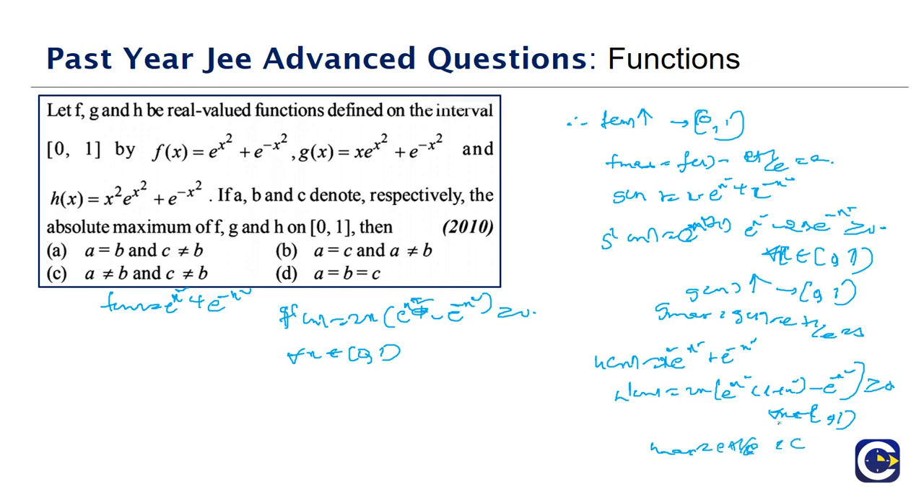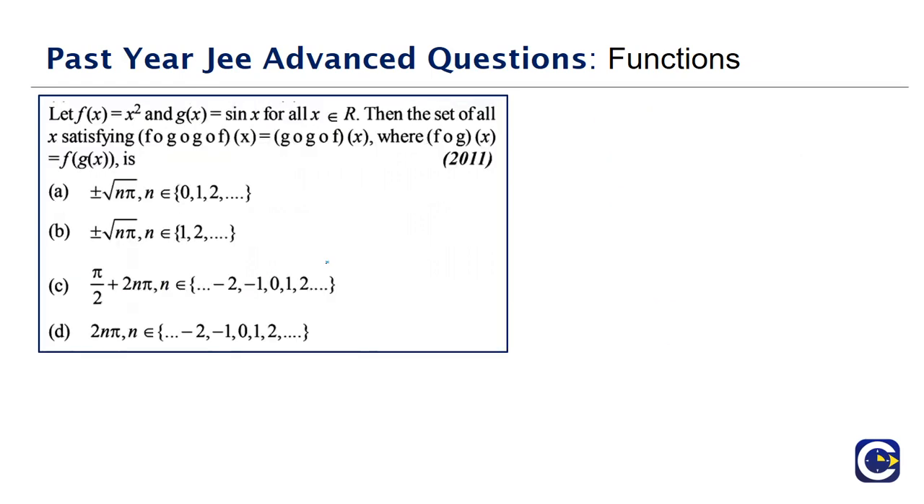So if you observe these a, b, c, all are equal. So a is equal to b is equal to c. Moving on to the next question.